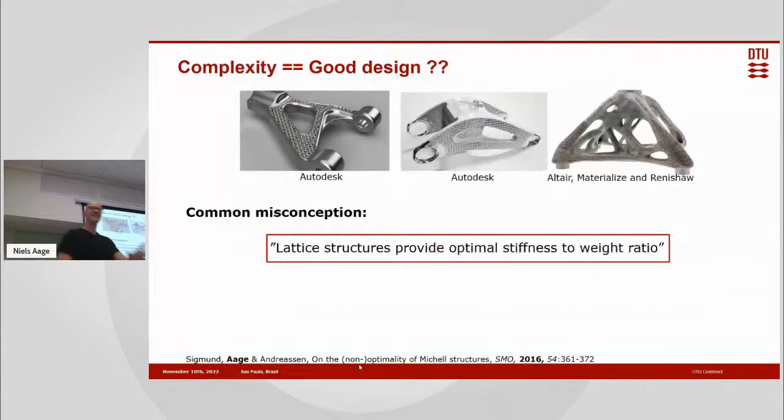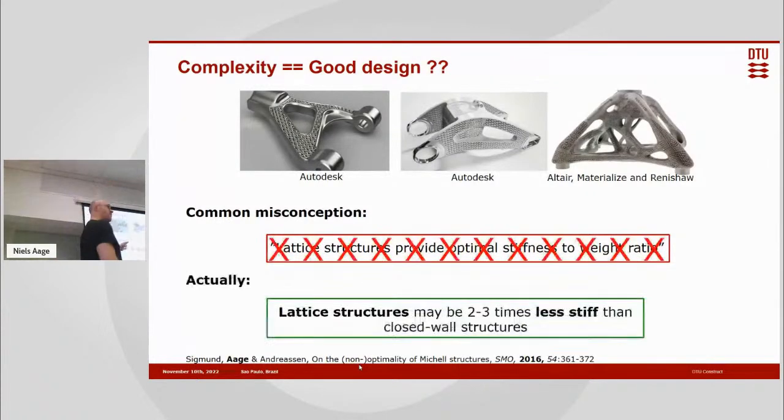But that's not true. That's a misconception. In fact, they are probably around 2 to 3 times less stiff than closed wall structures. So if you think about the design you saw before, and you like large-scale computing like me, what you're actually seeing is that we are doing too coarse measures. Because if we allowed, let's say we put in instead of 1 billion elements, 100 billion elements, we would, wherever we saw a lattice-like structure, see a thin closed wall.